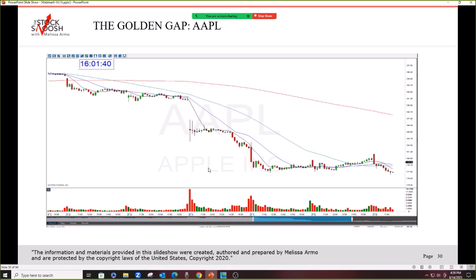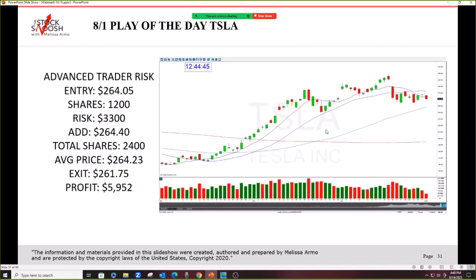So this is a 15-minute in Apple. And again, I'm just showing you here, this was an example where it did take a little bit longer, but if I'm in something and I like it and I like the gap and it rates well, I'll hold it if it didn't have a move yet.